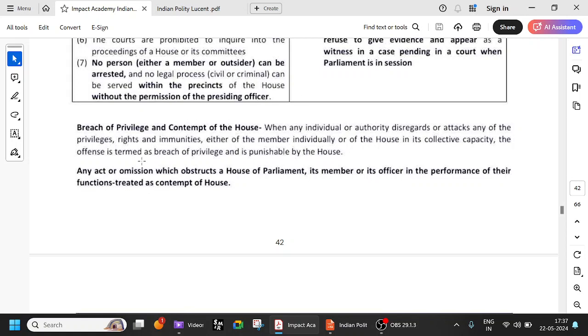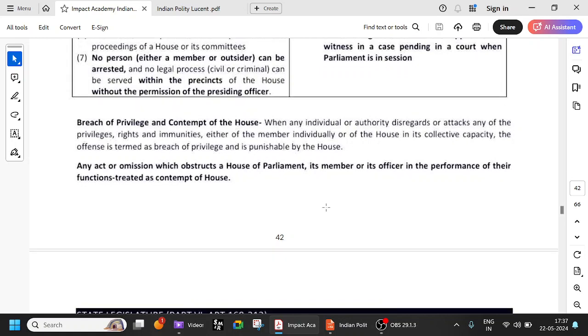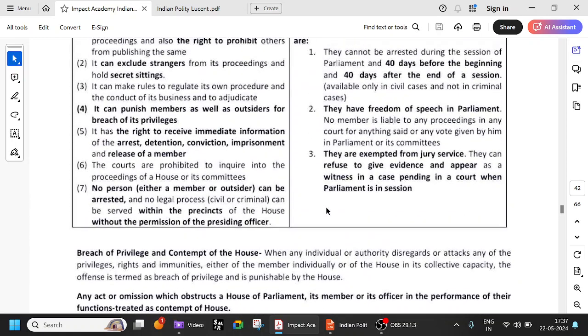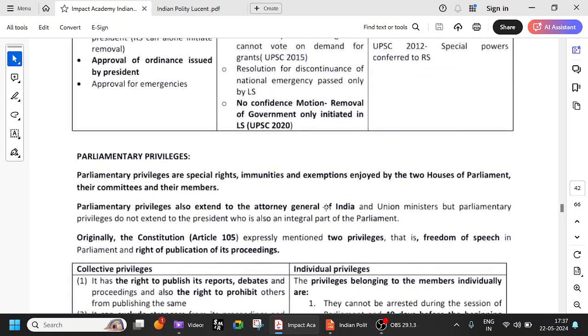action can be taken. Any act or omission which obstructs a house of parliament, its member or its officer in the performance of their functions is treated as contempt of the house. Okay. So if an MP is going to attend the parliament session and if you obstruct him on the way, that's also considered as a contempt of the house. So these are the collective privileges and individual privileges.